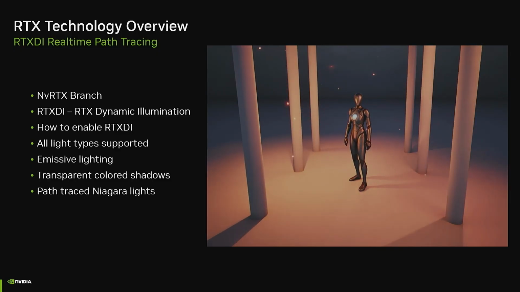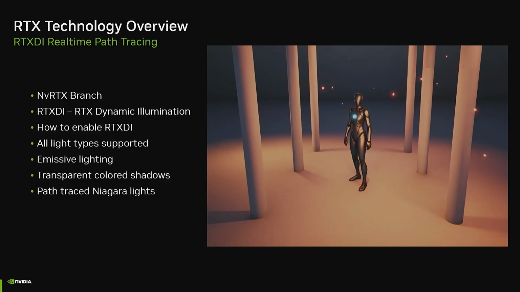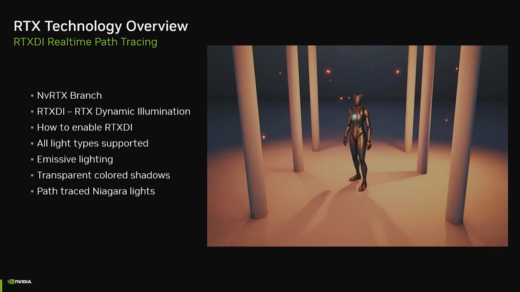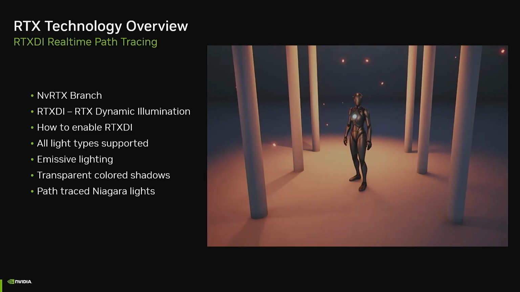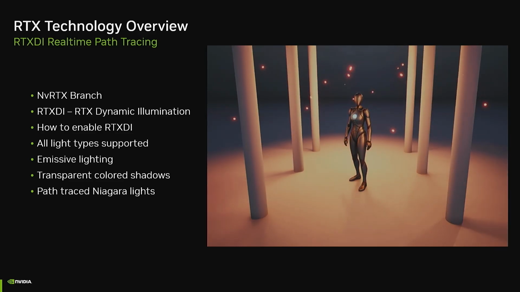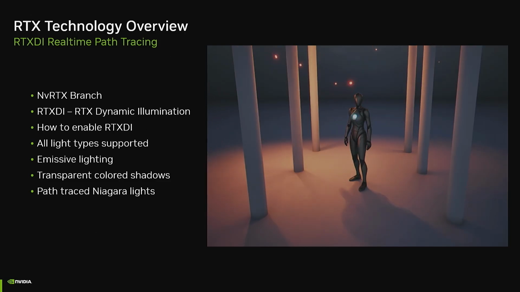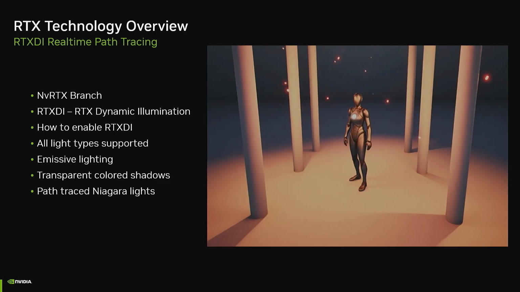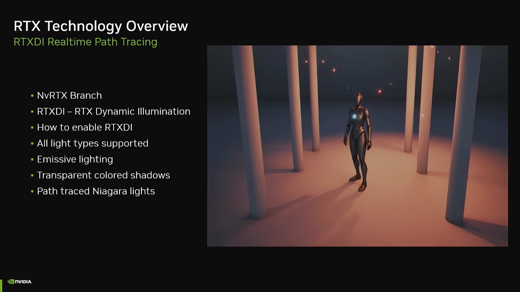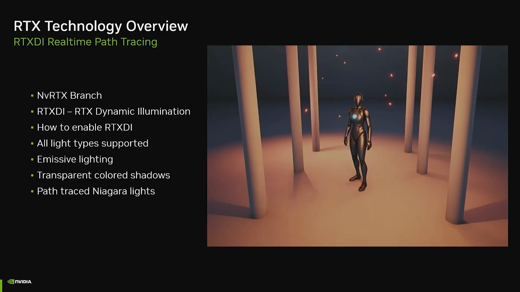Finally, path trace Niagara lights. So this is an ember effect. It's just little fire particles, and just sprites. But each sprite is generating a light source, and with RTXDI, you can turn it on for that effect. You can do it individually, for individual effects, or globally for everything, and have shadow casting lights from your Niagara particle systems. There's really no limit to that. I mean, you get your full, direct and indirect lighting.